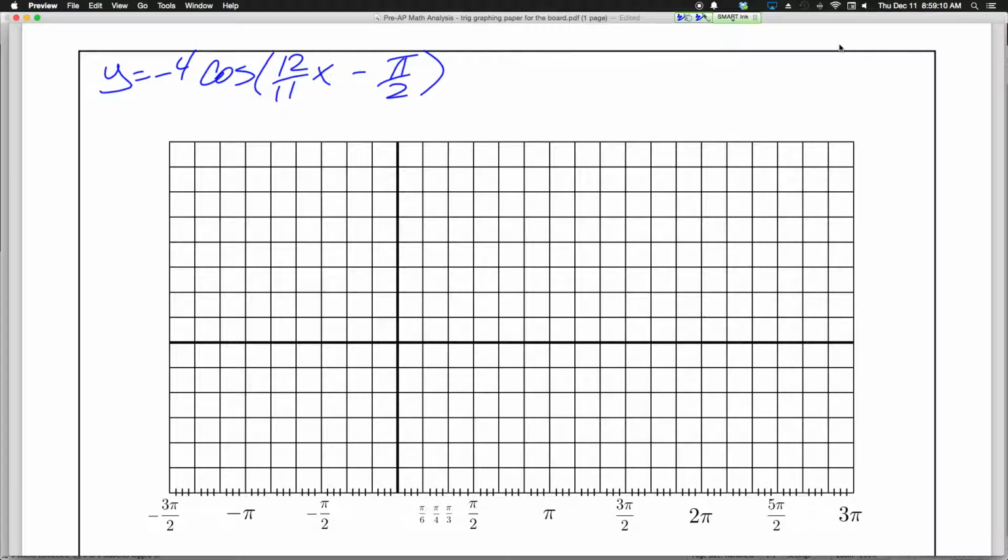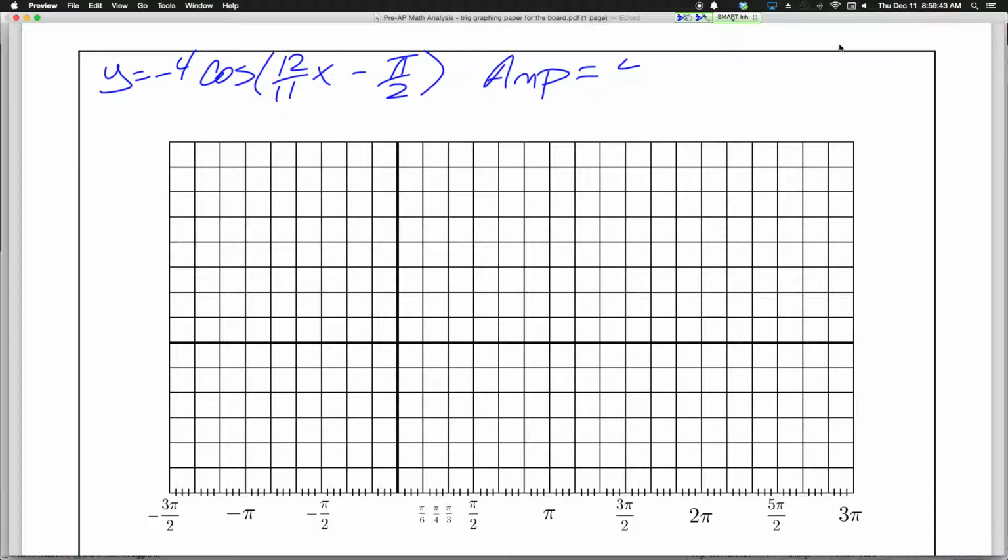Alright, I have y equals -4 cosine of 12 over 11x minus pi over 2. So what do I want first? Amplitude. What's my amplitude?